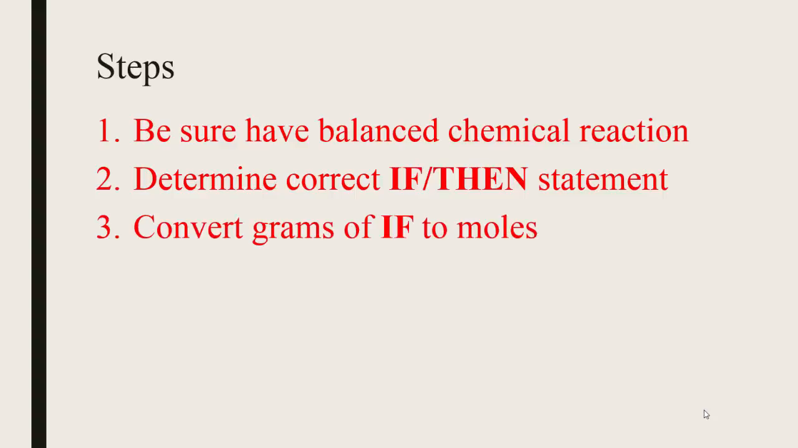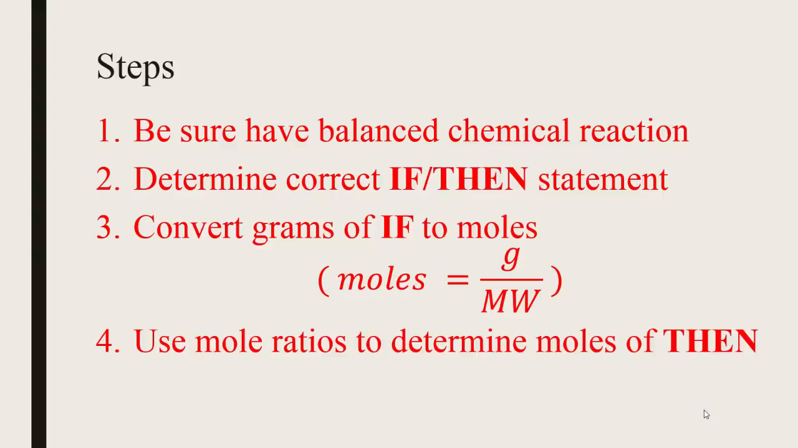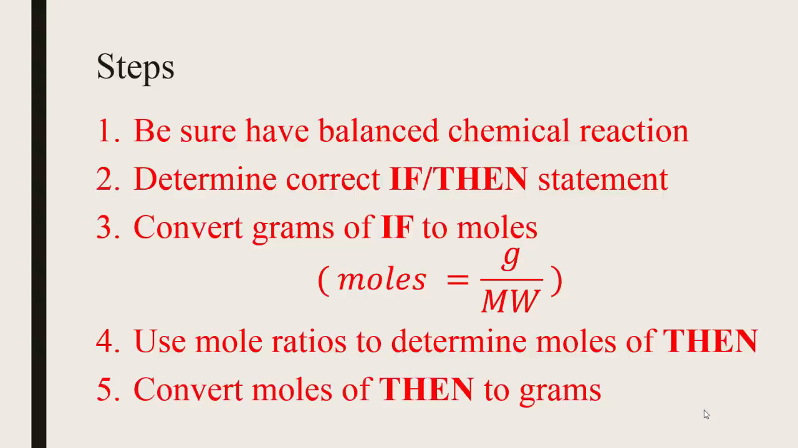Then you need to take the compound that is the if and convert it to moles, and we'll use moles equals grams divided by molecular weight. Then we have to use the mole ratios, which we obtain from the balanced chemical equation, to determine the moles of the then compound, and then we take those moles and convert them to grams using moles times molecular weight equals grams. Now, in all honesty, the best thing to do here is to just jump in and start doing examples, so that's what we're going to do.